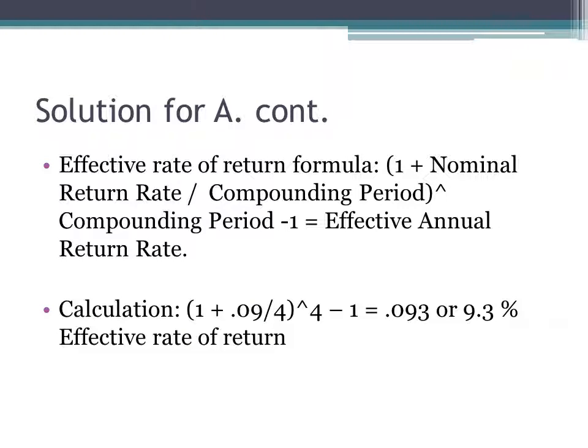To find the effective rate of return, the formula is 1 plus the nominal rate of return divided by the compounding period, to the power of the compounding period, minus 1. So what we have here is the calculation below. We have (1 plus 0.09 divided by 4) to the power of 4, minus 1. This gives us the effective rate of return of 9.3%.